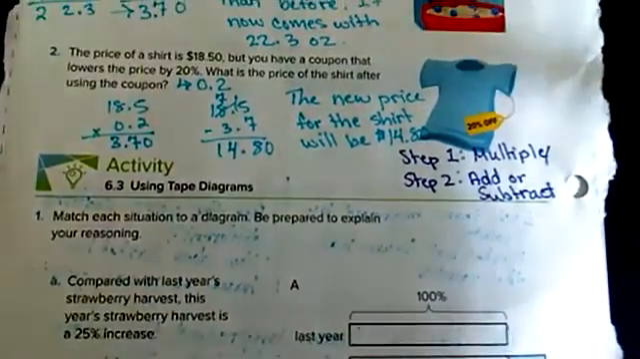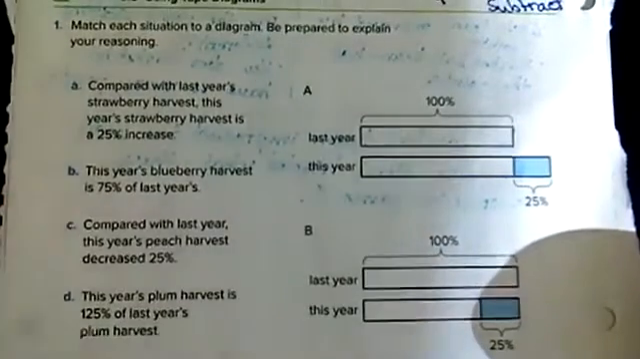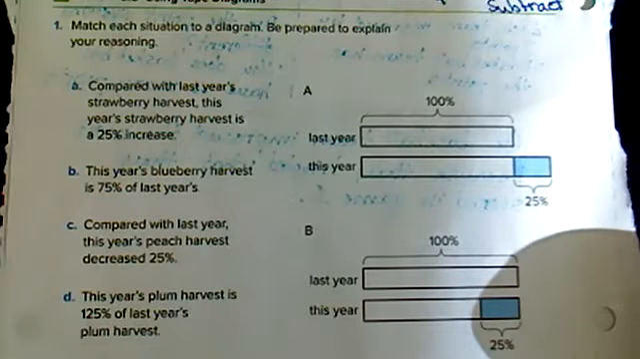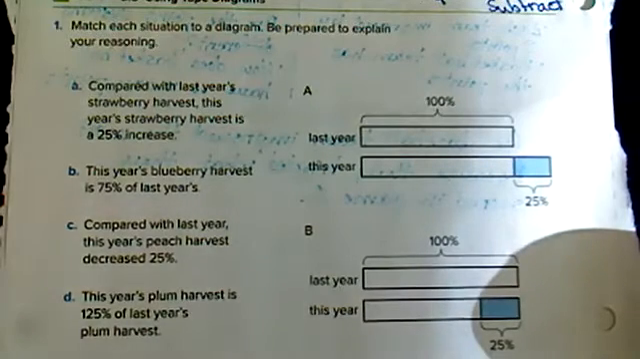All right, let's move on to the next activity, 6.3, using tape diagrams. So we're going to match each situation to a diagram and be prepared to explain your reasoning. So I want you to pause the video and take your time to match each of these with one of these 2 diagrams.